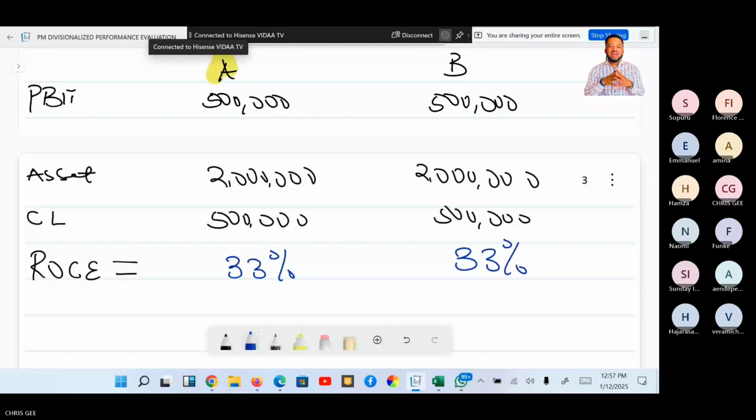Look at this. They both have how many percent? 33%. Let's say their target ROCE is 20%. Have they both done well? If their target is that, is there a problem with anybody? No.